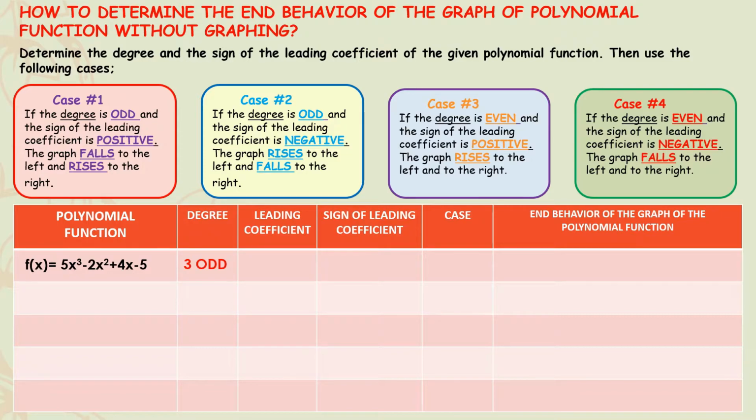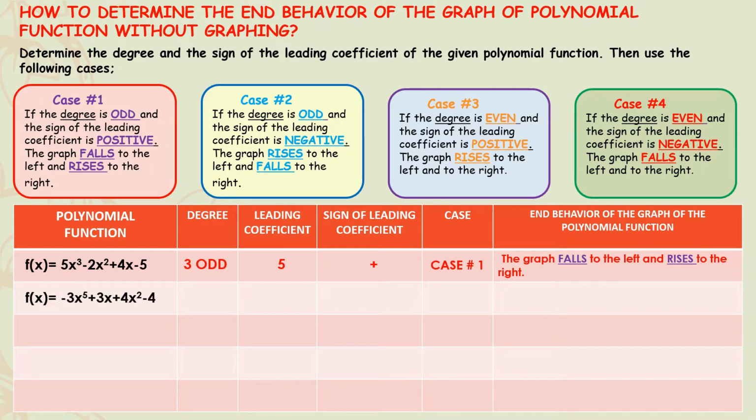After this, we determine the leading coefficient, which is 5 in our example. Then we check the sign of the leading coefficient, which is positive. Since it is positive and the degree is an odd number, this one is under case number 1. And since it is in case number 1, the end behavior is that the graph falls to the left and rises to the right. So let's have another example.